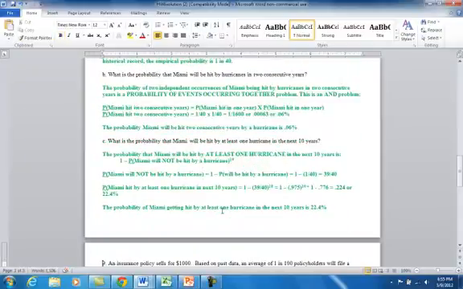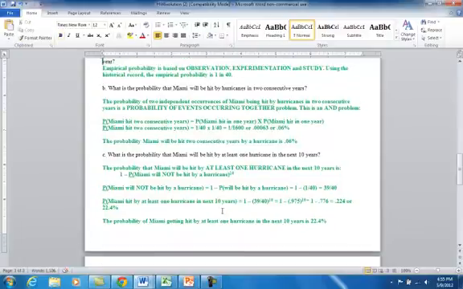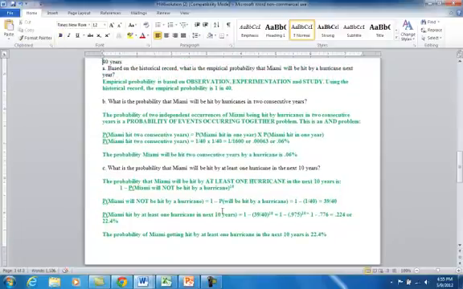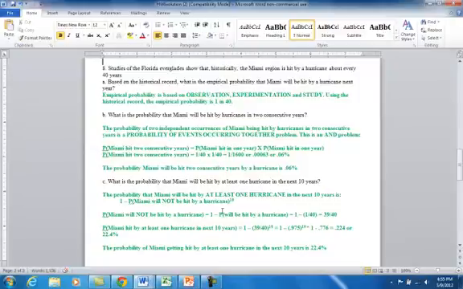Everyone pretty much got A and B right, and many people got the last one wrong. So let's go over this. Based on a historical record, what is the empirical probability that Miami will be hit by a hurricane next year? The question says, historically, Miami is hit by a hurricane every 40 years. So our observation, our empirical probability, is 1 in 40. So the chance is 1 in 40.